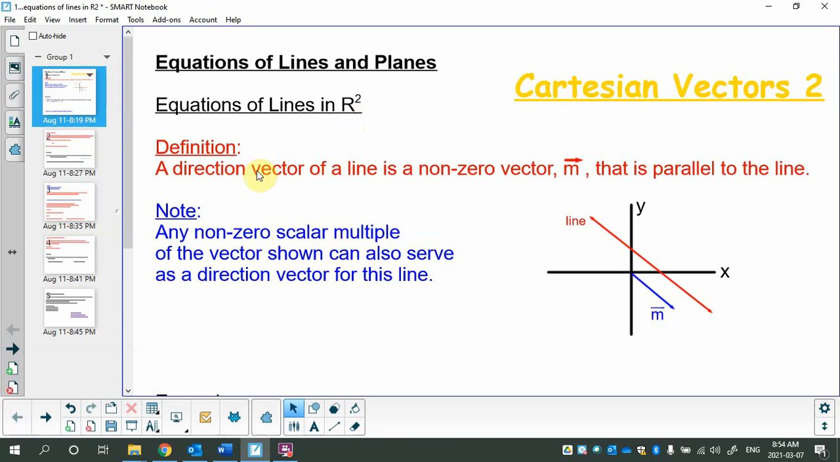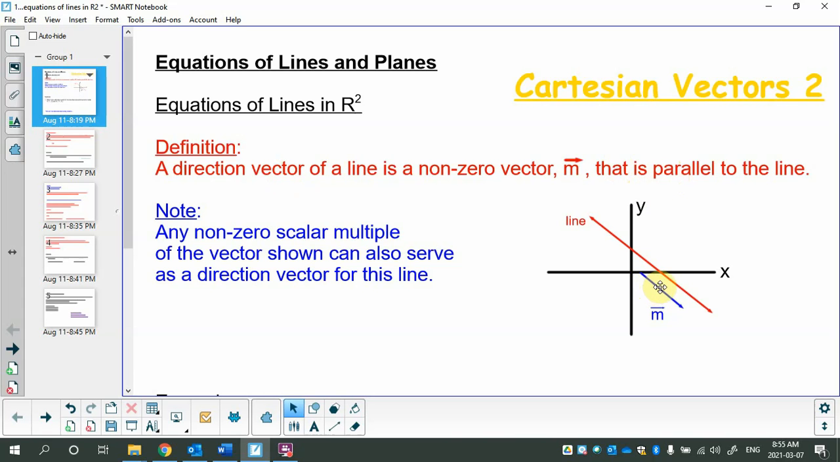I'm going to follow this up with another note on equations of lines in 3-space. So the first thing you need to know is the definition of a direction vector. A direction vector of a line is a non-zero vector, so it has to have some sort of magnitude, usually indicated by m with a vector line across the top, and it's parallel to the line that we're talking about.